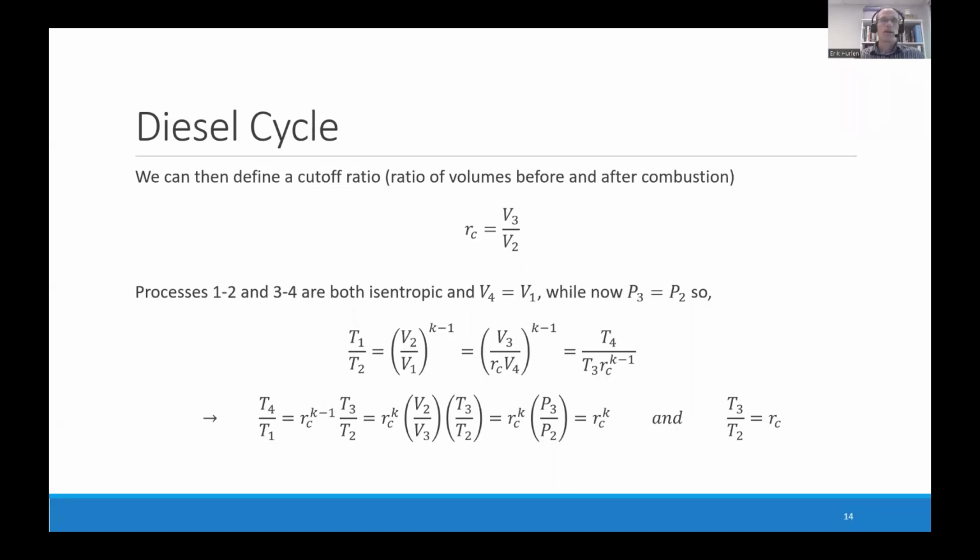And we can define a cutoff ratio as the ratio of the volumes before and after combustion, rc equals V3 over V2. For the Otto cycle, it was assumed the entire combustion occurred at V2. For the diesel cycle, it is a slower process, so that is no longer the case. The combustion occurs to some volume V3, then the isentropic expansion begins. Then performing a similar analysis to the one for the Otto cycle, T1 over T2 equals T4 over T3 times rc to the k minus 1 power. T4 over T1 equals rc to the k, and T3 over T2 equals rc.